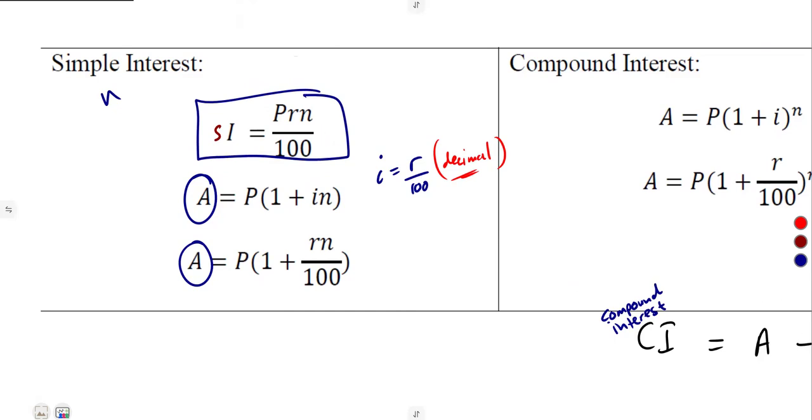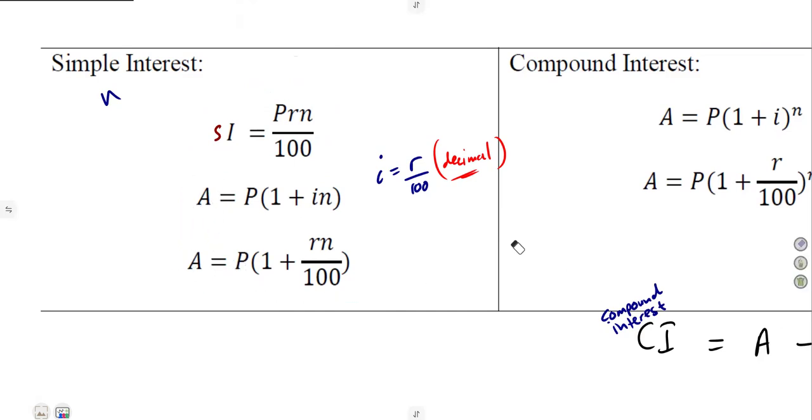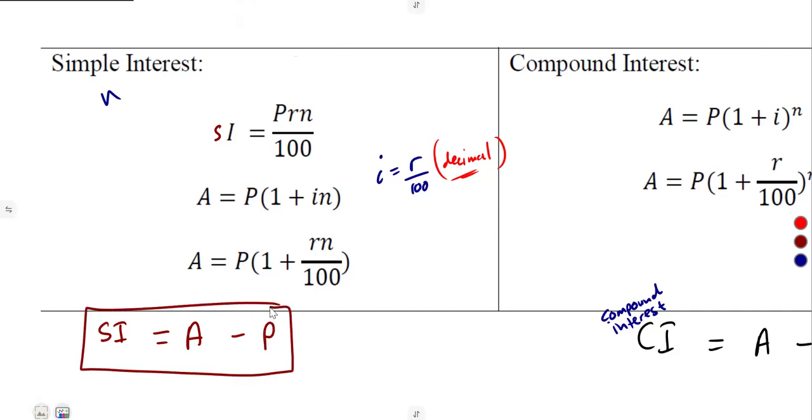Unless you want to calculate the accumulated amount, after that you can calculate the simple interest, which is still the same. Simple interest will be equal to accumulated amount minus the what? The principal. It is the same interest value that you are going to obtain by using the simple interest formula.